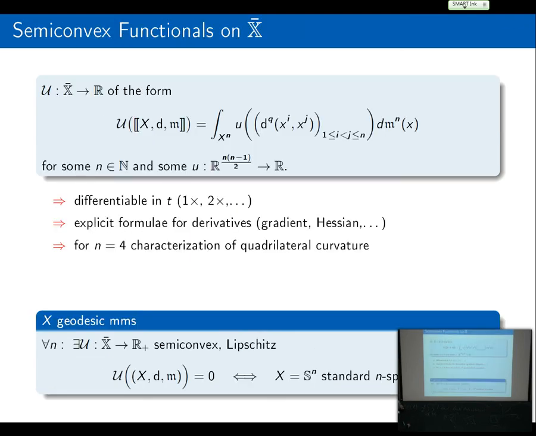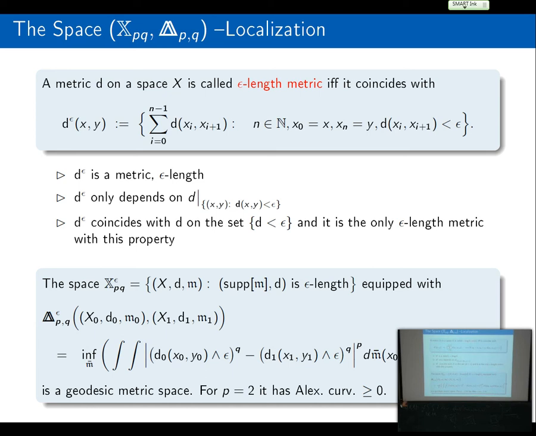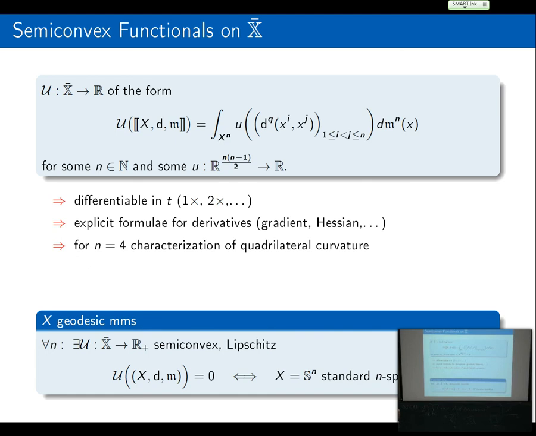OK, now I skip this. So there's an epsilon length which allows to go more to a geodesic interpolation between spaces. And now I present two functions on this space of metric measure spaces which allow to calculate the curvature, not the curvature, the Hessian, in order that we have control of gradient flows. One example is the following function. So it's a function on n points in some sense. So you fix a number n, and you fix a function on the space of n cross n matrices. And you do the following.